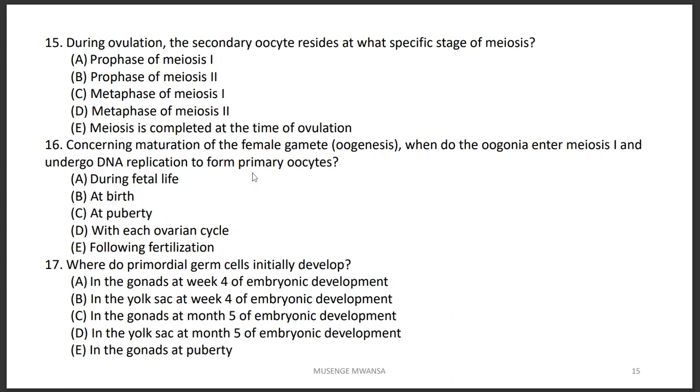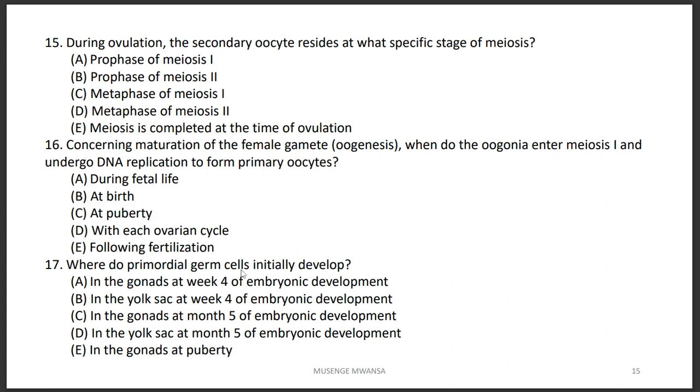Concerning maturation of the female gamete, which is oogenesis, when do the oogonia enter meiosis 1 and undergo DNA replication to form primary oocytes? So the primary oocytes are going to be formed during fetal life. By month 5, all of them would have been formed, and then they're going to be arrested until puberty.